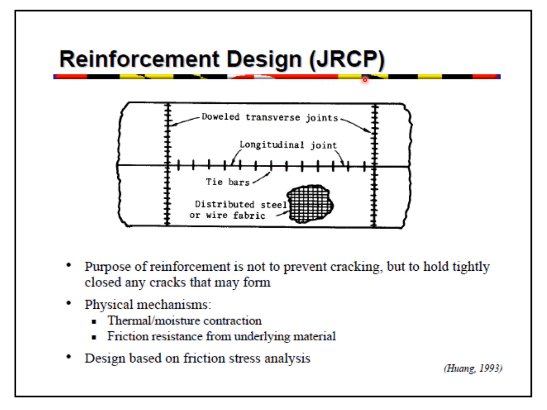As this is JRCP, jointed reinforced concrete pavement, you can see the reinforcement steel is provided. The distributed steel or the wire mesh fabric is provided in the panel. Purpose of reinforcement is not to prevent cracking, but to hold tightly closed any cracks that may form. Physical mechanisms which are involved: the thermal contraction and the friction resistance from underlying material. Design based on friction stress analysis.